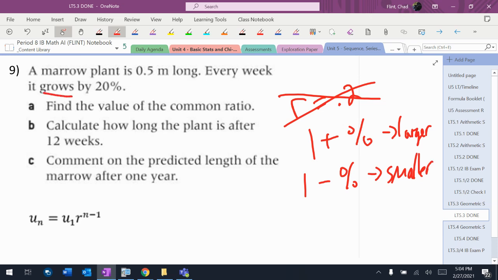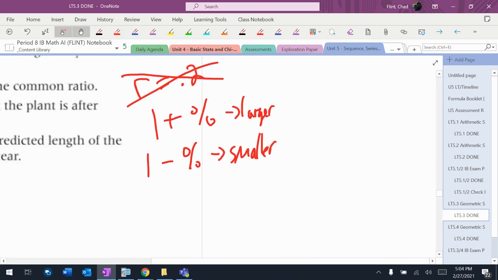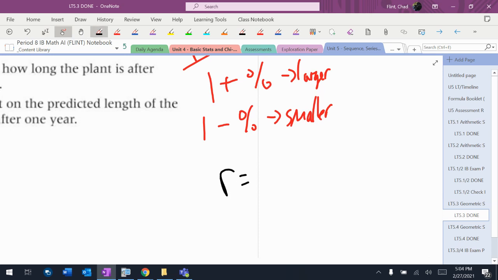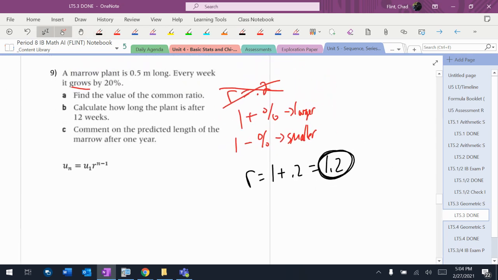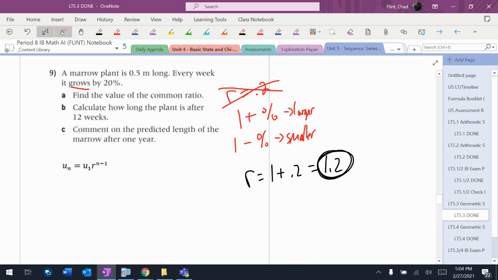This says every week it grows. That means it's getting larger. So for my rate here, it's 1 plus 0.2, which is 1.2. Very important that we understand this, because a lot of times these are percents. If you put 0.2 in as your rate, your plant's going to get smaller, and hopefully you would recognize that there's something wrong there. But this is incredibly important. You'll see percent problems mixed in throughout, and we'll talk about this as we keep going.